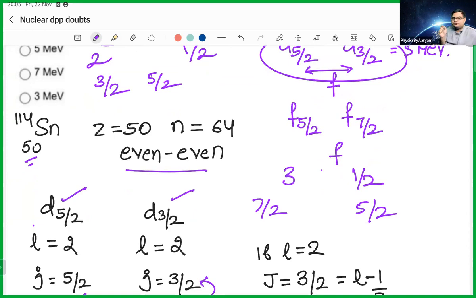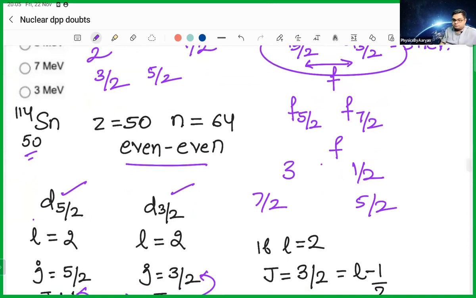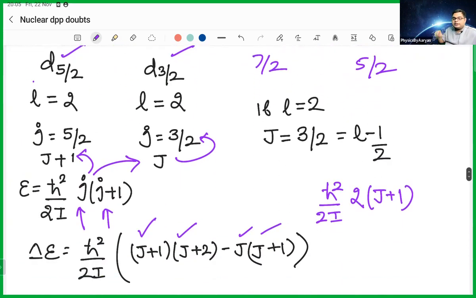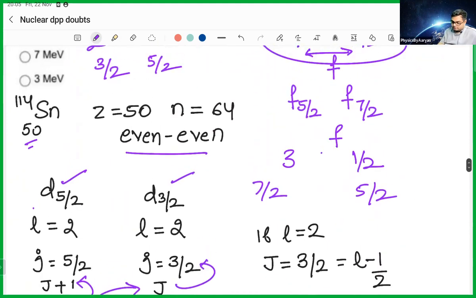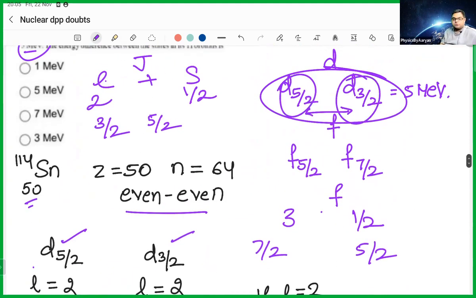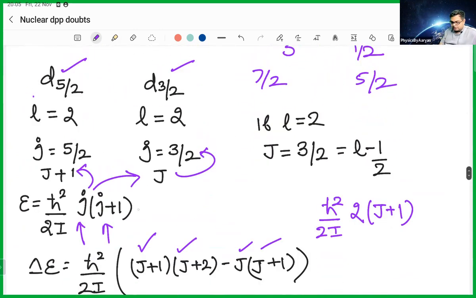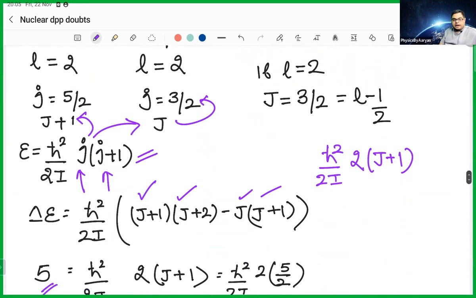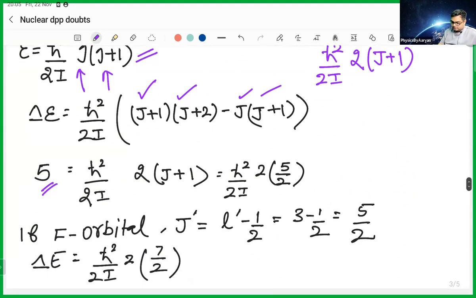Now I need the energy difference between 5 by 2 and 7 by 2. Initially, I calculated the energy difference between 3 by 2 and 5 by 2, which was given to me. And I used my rotational energy formula, and I got this equation. Now I need the relation between 5 by 2 and 7 by 2.